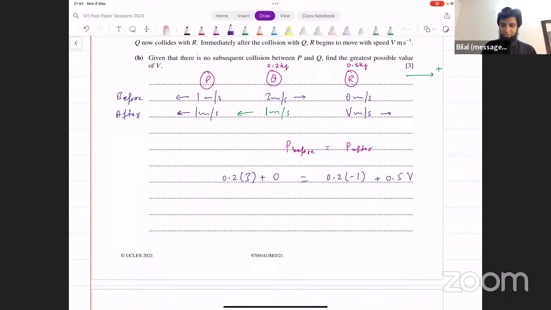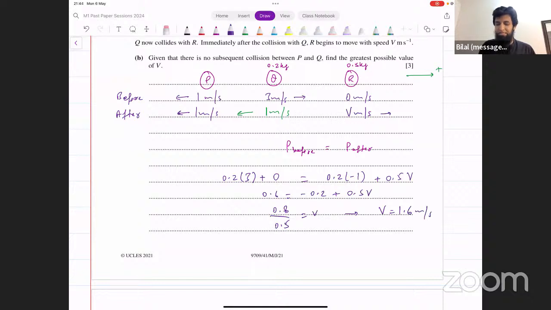So what do we get from this? 0.6 equals minus 0.2 plus 0.5 v, and that will give you something. You can see what that turns out to be. 0.8 over 0.5, that will be 1.6. So this is the greatest possible value of v.